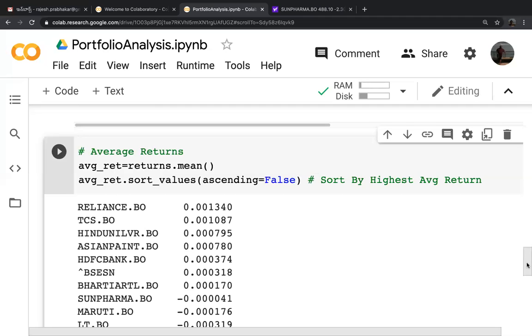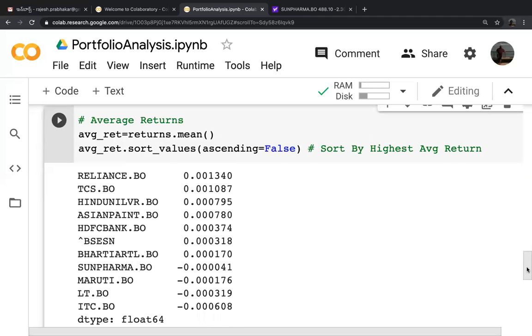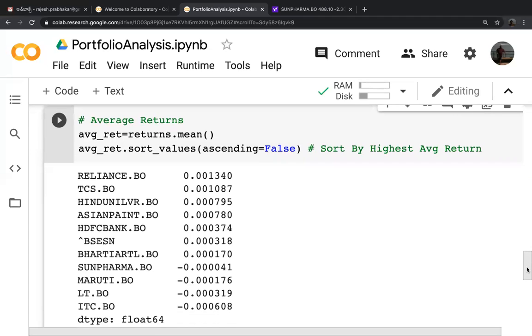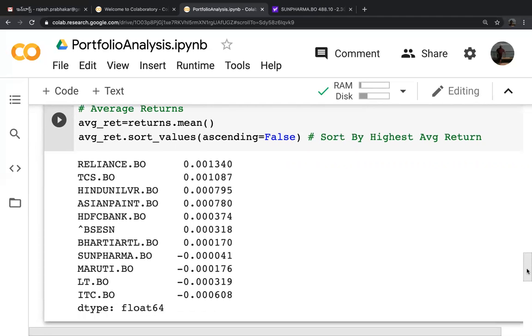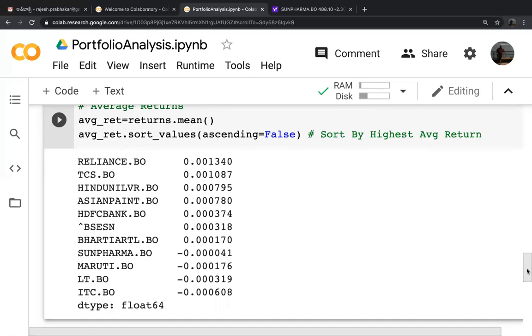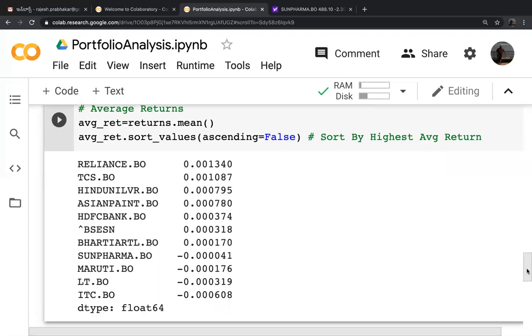Now, we also need to find out the volatility. Which stocks had high volatility, and we also need to compare both, right? We can't go with the return only. We also have to go with the volatility. So what we prefer is high return and less volatility. Let us calculate the volatility. What is the primary indicator for volatility?